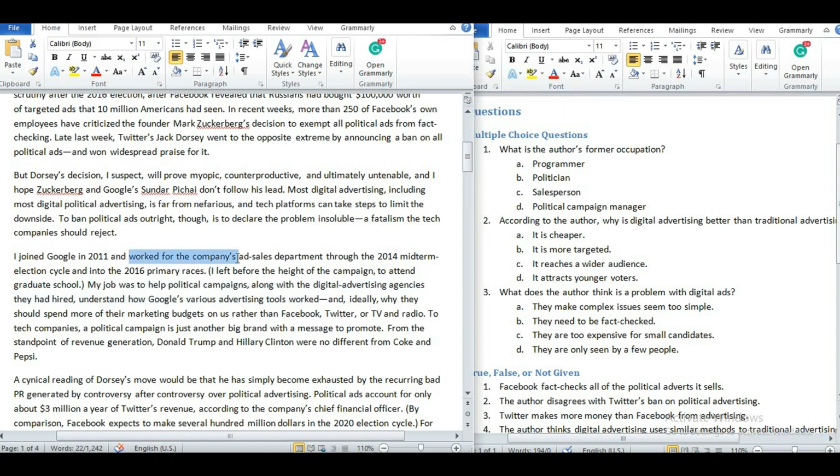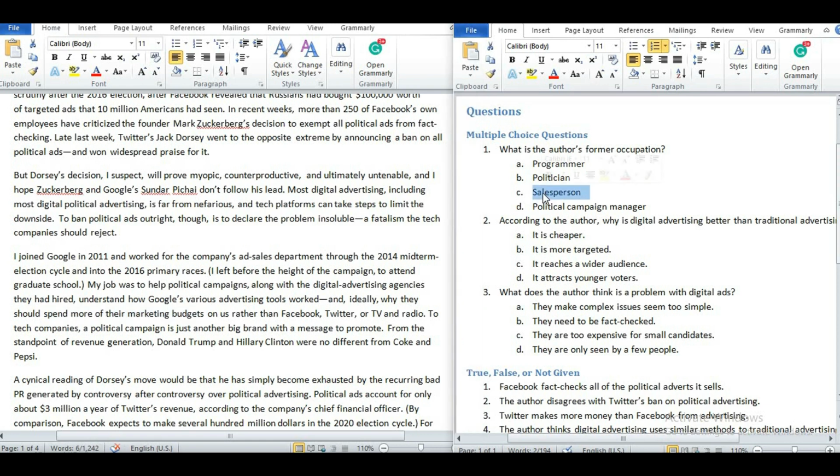Now here we've got another part that says, "I worked for the company's ad sales department." So if you work in ad sales and you're helping people to understand advertising tools and you're trying to get them to spend more of their budget, then clearly you are a salesperson. So the correct answer for number 1 then is salesperson.